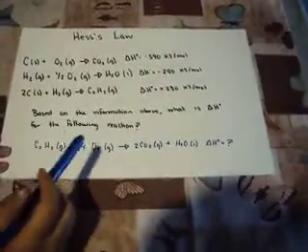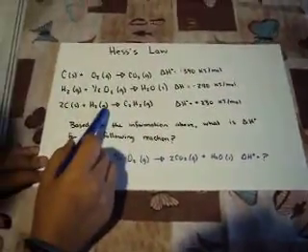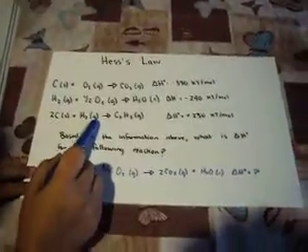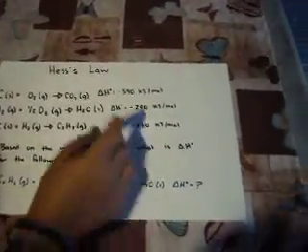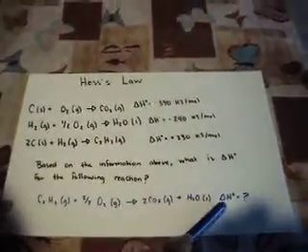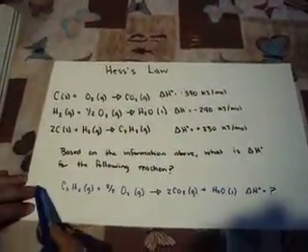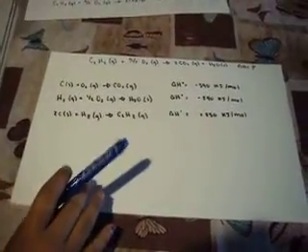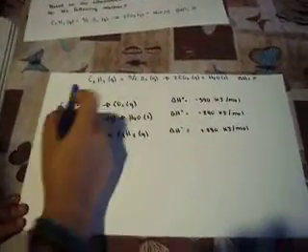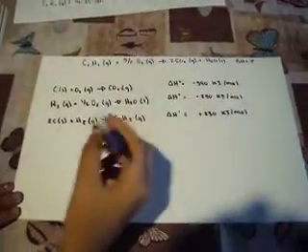Basically, what we're going to do is take these three reactions and make them into this one reaction right here, so that we can just add up all the enthalpy changes and find the enthalpy change for this reaction right here. So here we have the reactions. This is the one we're looking for, so I wrote it up here.